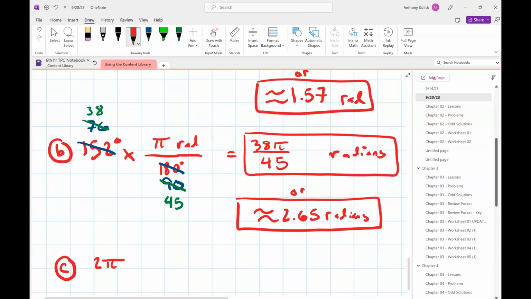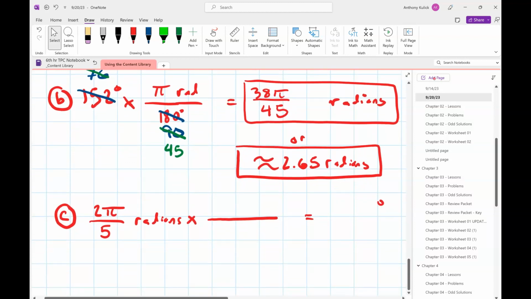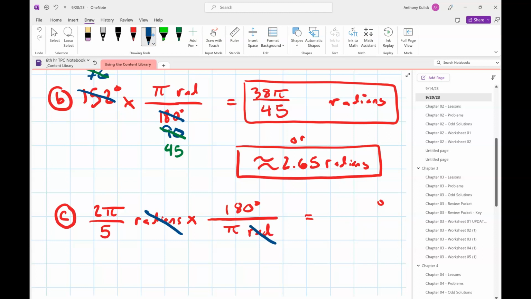So the next one says we want to convert 2 pi over 5 radians. So multiply that by something so we can end in degrees. What do I need to multiply 2 pi over 5 radians by to convert it to degrees? 180 over pi. Yeah, so the radians cancel, so we're left with just pi's.